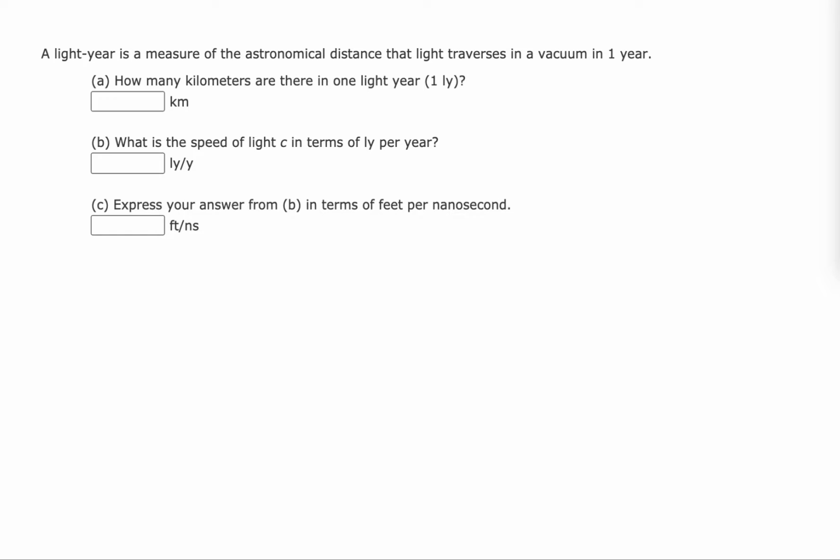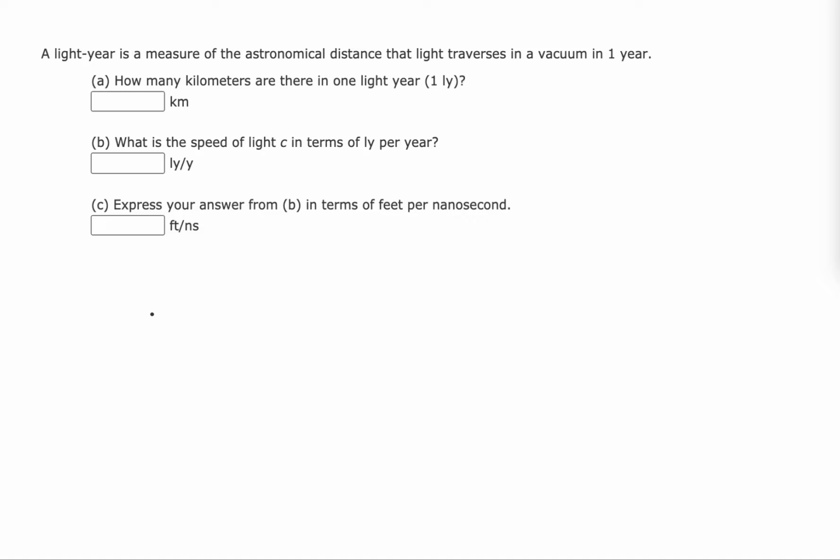Let's see if we can do some conversions here. It says a light year is a measure of the astronomical distance that light traverses in a vacuum in a year. So a light year is actually not a time. That's what sometimes confuses people. It's actually a distance. So it says, how many kilometers are there in 1 light year?